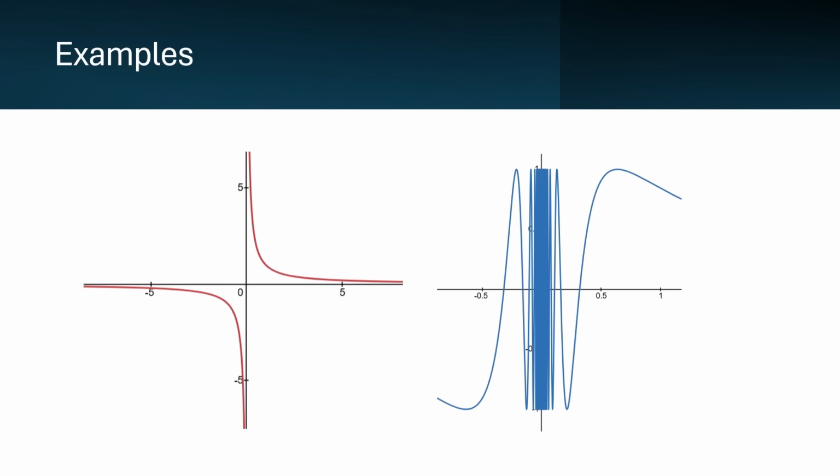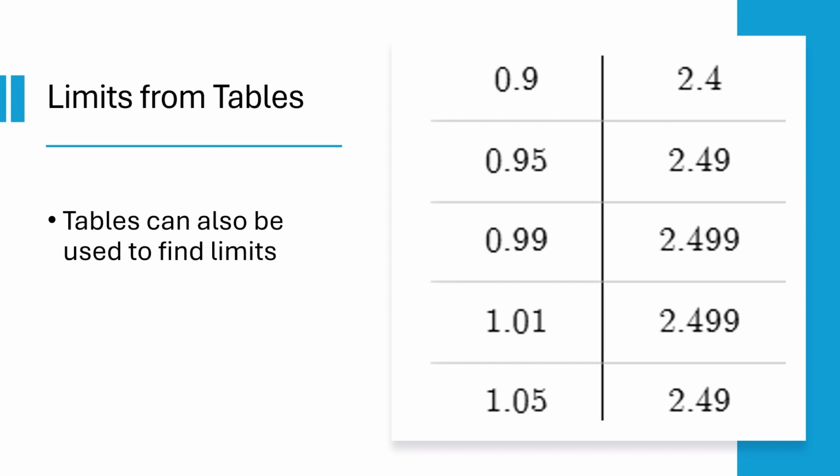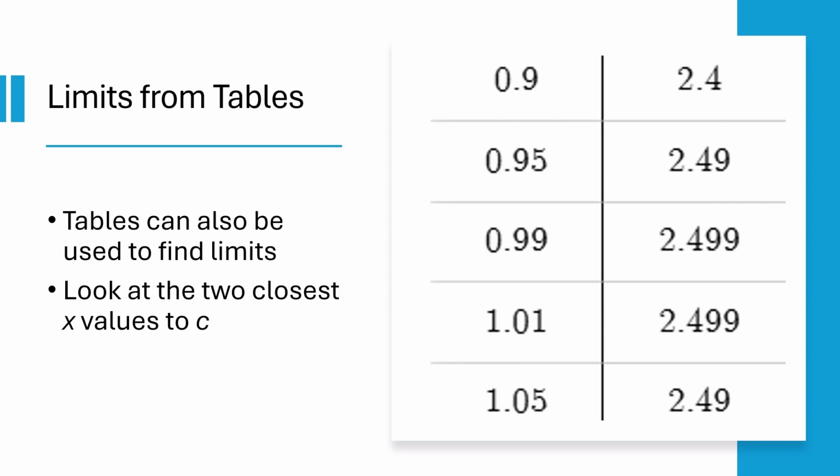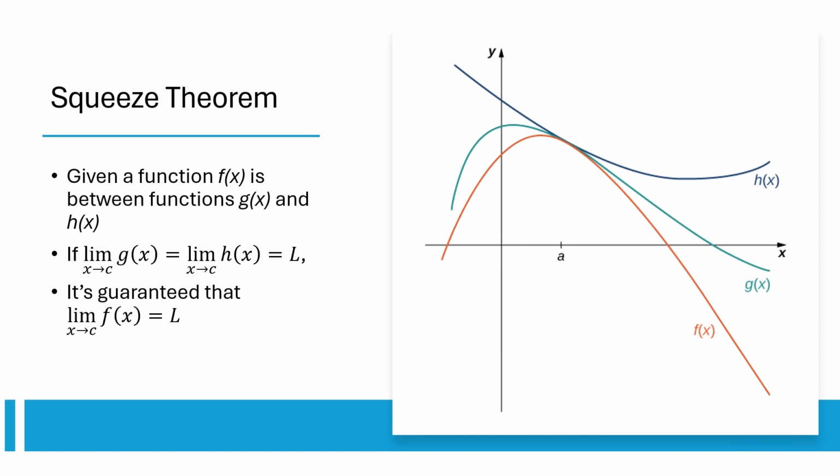exist. Using a table of values, look at the x values approaching a specific point from the left and the right. If the corresponding y values get closer to the same number from both sides, that number is the limit. This is useful when evaluating limits numerically. The squeeze theorem is used when a function is bounded between two others. If both bounding functions approach the same limit at a point, the squeezed function must also approach that limit.